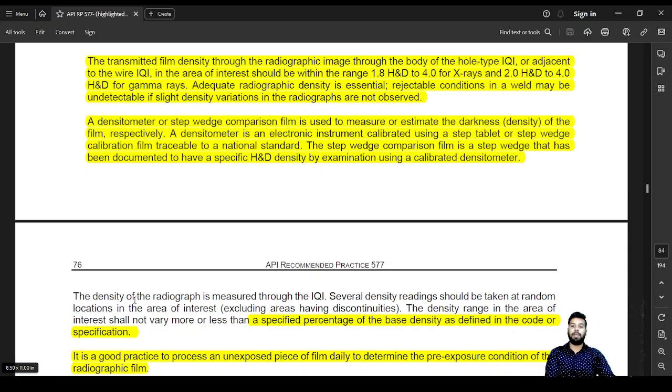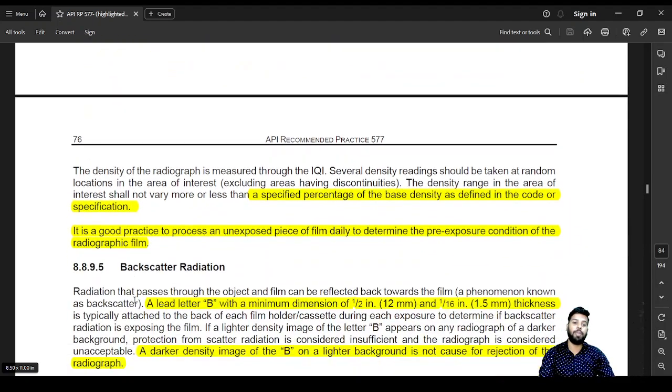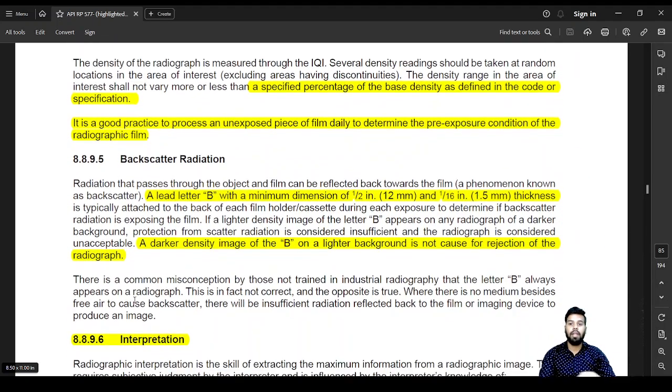A step wedge comparison film is a step wedge that has been documented to have a specific H&D density value by examination using a calibrated densitometer. The density range in the area of interest shall not vary more or less than the specified percentage of the base density as defined in the code or specification. It is good practice to process an unexposed piece of film daily to determine the pre-exposure conditions of the radiographic film.